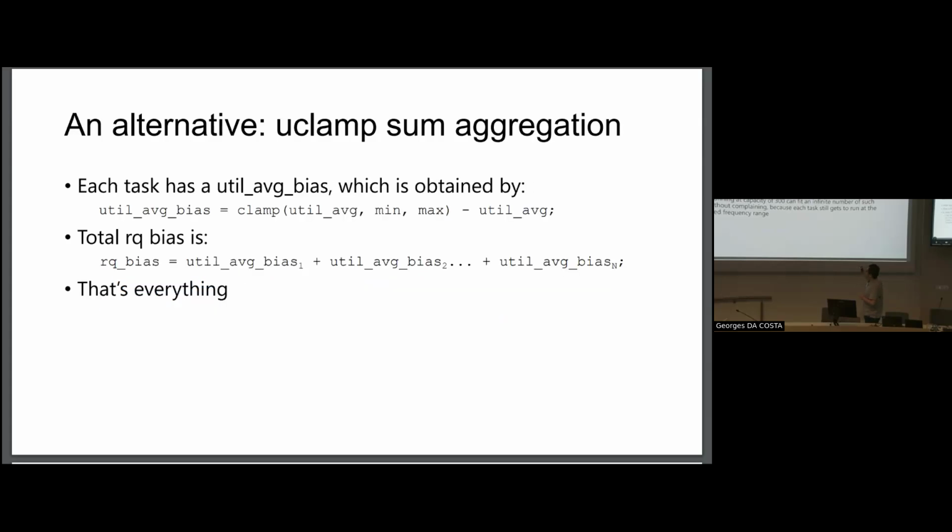Let's see if an alternative implementation solves the problem. I'm going to summarize the whole patch series in just this single slide. If you have Uclamp min and Uclamp max, you first clamp the utilization, and then calculate the difference between util average and the clamped utilization. You get a util average bias. You then sum up all the biases, and you get an RQ bias. If I have to summarize everything in a single slide, that's it. Okay. That sounds simple enough. From an overview, it is simple.